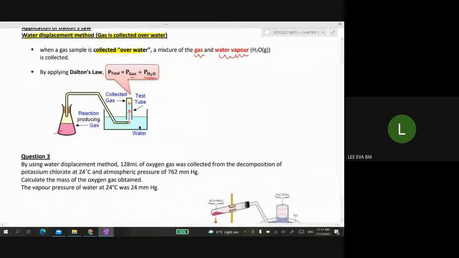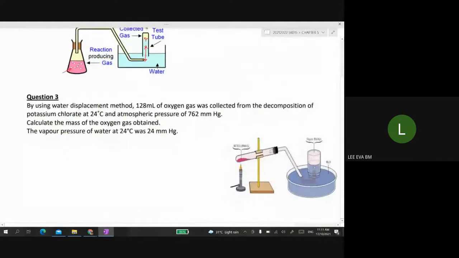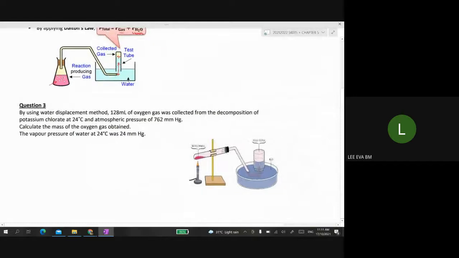Okay, so we try to use this concept to answer one of the example questions. Let's look at this one. By using the water displacement method, it is very clear we want to apply our Dalton's law. 128 milliliter oxygen gas was collected. So 128 refers to the volume of our oxygen gas. You may need to write down the information we have. From the decomposition of potassium chlorate at 24 degrees Celsius, so this is the temperature, and the atmospheric pressure of 762 millimeter mercury.